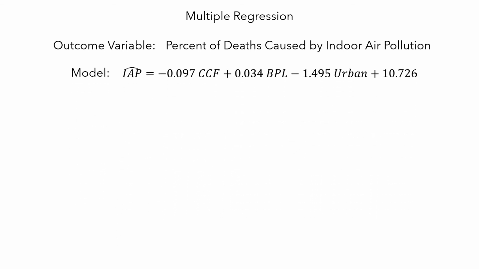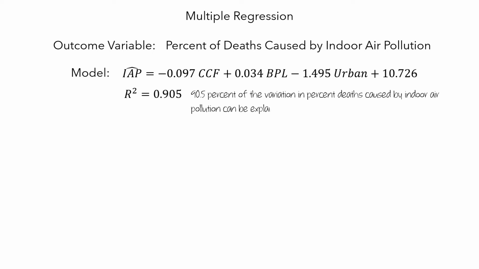Now that we have our model, we can think about how well it predicts the data. The coefficient of determination for this model is 0.905, which means that 90.5% of the variation in percent deaths caused by indoor air pollution can be explained by a combination of these three variables.